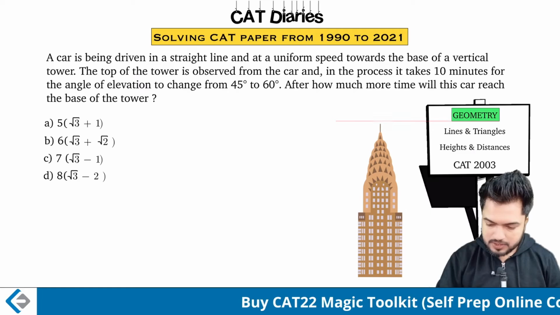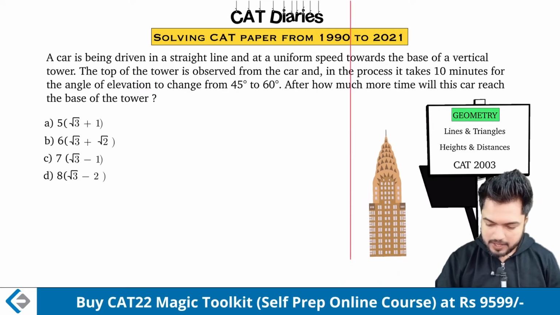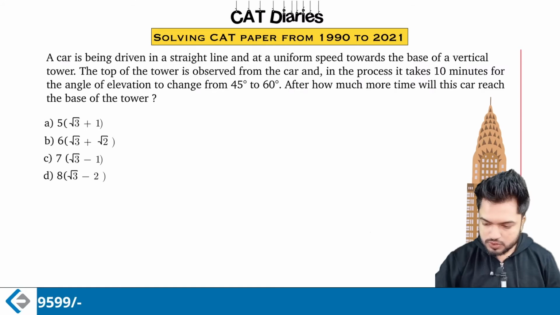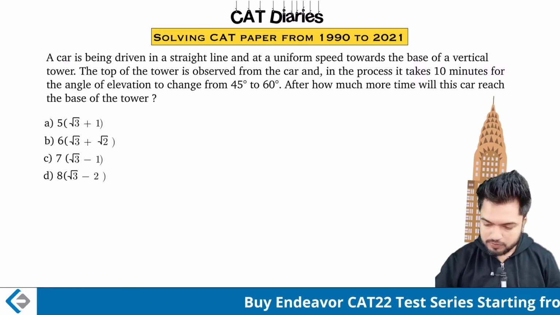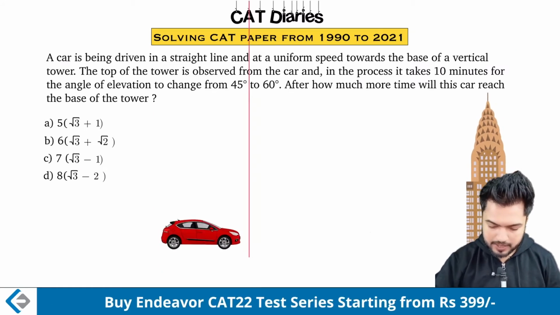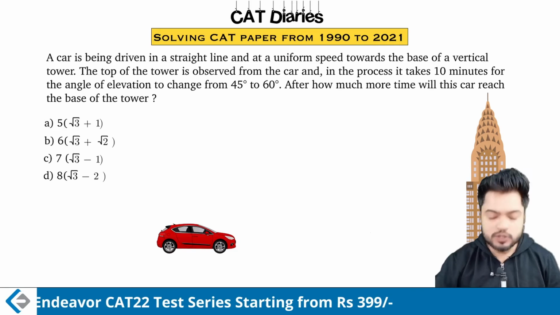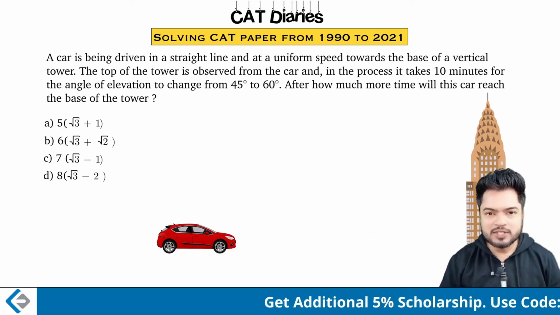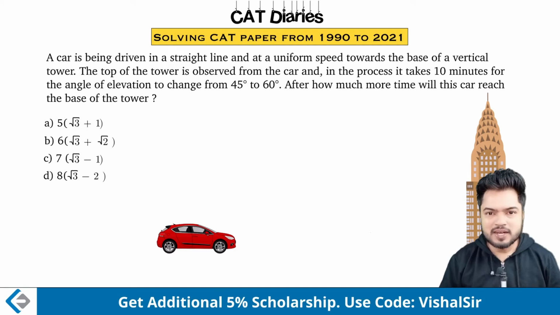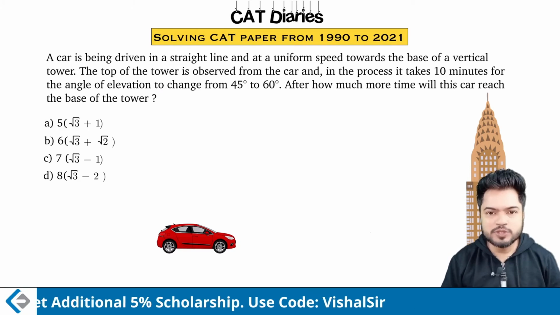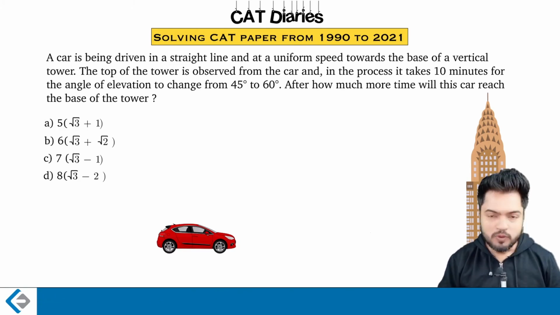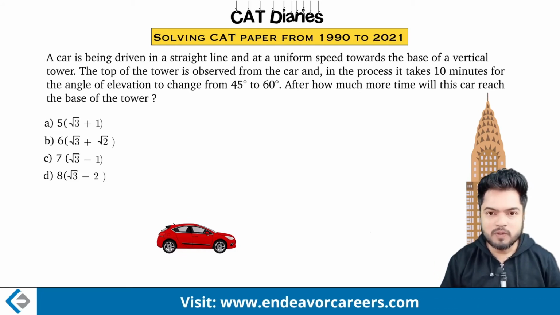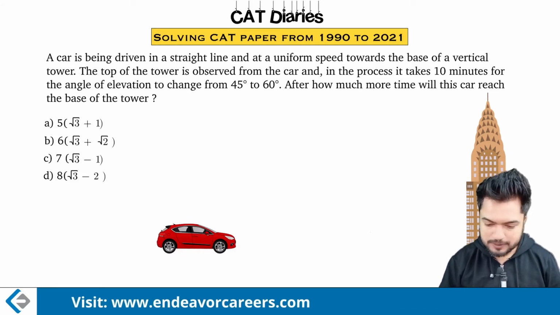Let's take this as a tower. Okay, and a car is being driven here, which is going to the base of the tower. So if I take this as a tower and I take this as a car, this car is going towards the tower. Okay, this is going at a uniform speed, so there is no acceleration here. See, that's why CAT is so simple. There is no acceleration, it will go at a uniform speed. It becomes so easy to solve the problem. Okay, unlike what we used to do in school, there is acceleration and how the problem would change. Okay, anyways, let's see this.